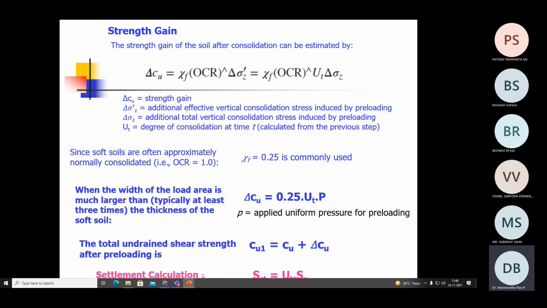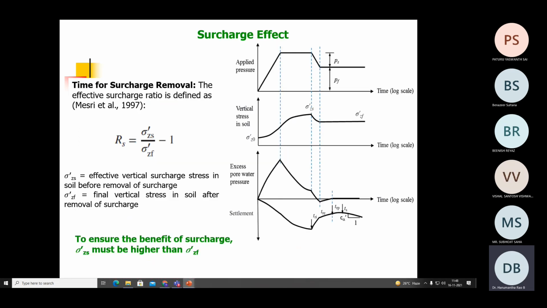Your settlement at any time St is equal to the degree of consolidation multiplied by the final settlement. Settlement at any time St is equal to Ut into Sf. Sf is the final settlement. Ut is the degree of consolidation at that time. This is something called the surcharge effect.